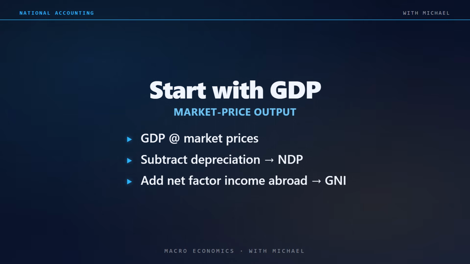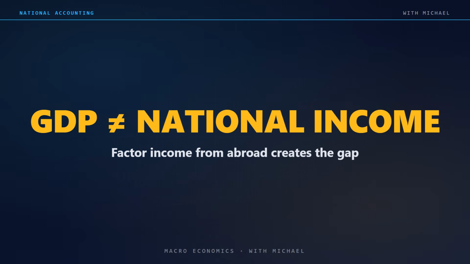From net domestic product, add net factor income from abroad, the income earned by domestic residents from foreign assets, minus the income earned by foreigners from domestic assets. This gives gross national income, or GNI.